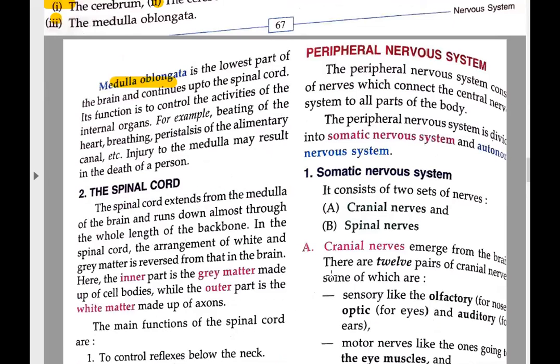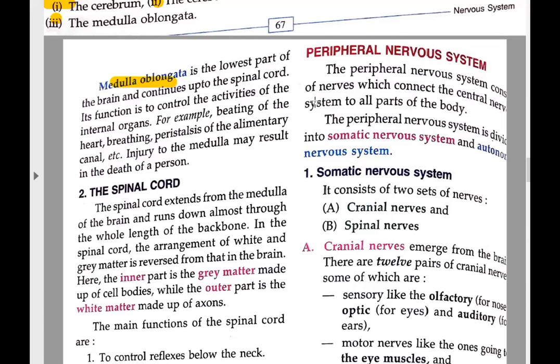Now let's go to the peripheral nervous system. Before, we were seeing the central nervous system. The central nervous system has two parts, brain and spinal cord. We went into details of both, not very deep, but whatever is up to your standard. Then coming to the peripheral nervous system, what does it include? Everything apart from the brain and spinal cord.